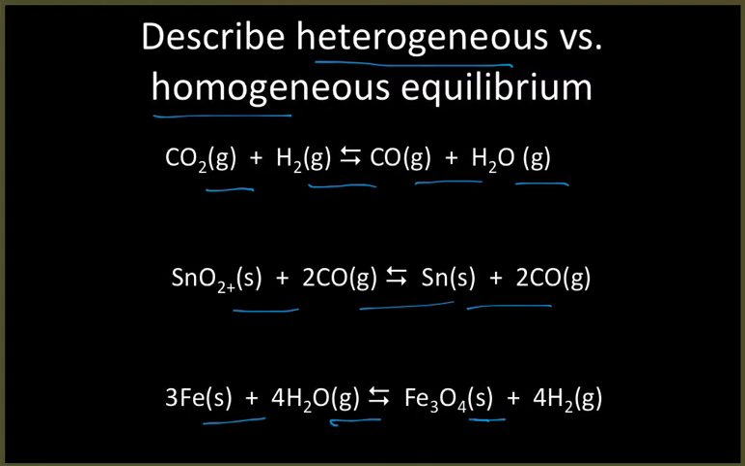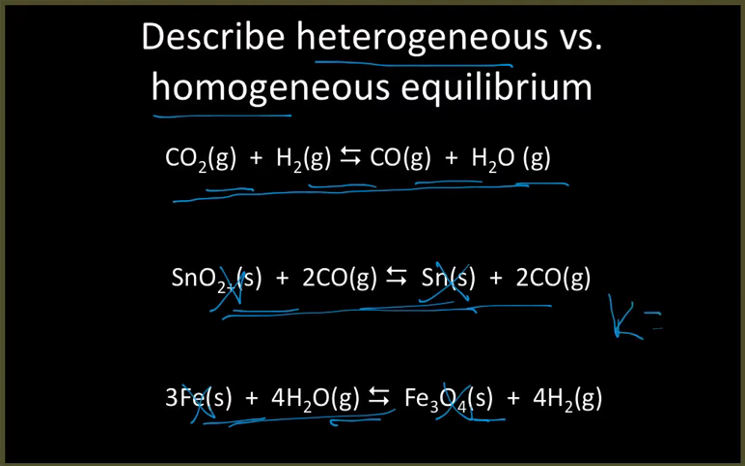This is also a good reminder if you're setting up the Ks. For this first one, all of those things would be included, but for the second one and the third one, you would not include these solids in your equilibrium expression. So when you're doing K equals, this one here would be CO raised to the second over CO, and this should actually be CO2 raised to the second. So put that little 2 in there. These two would be included, but the tin and the tin oxide would not because those are both solids.